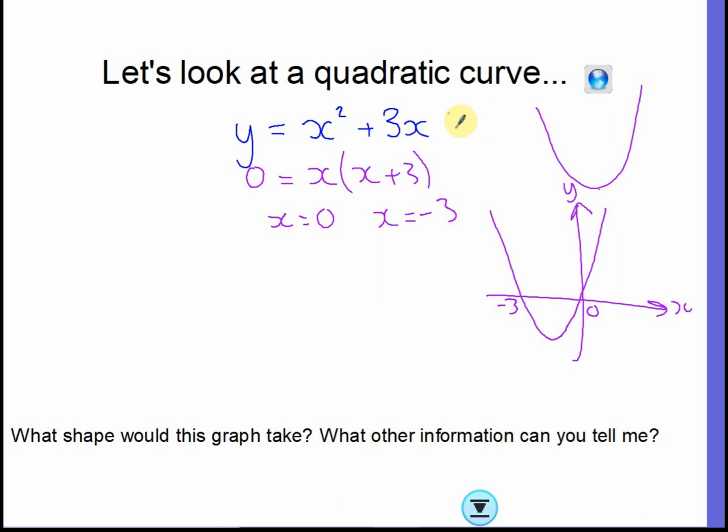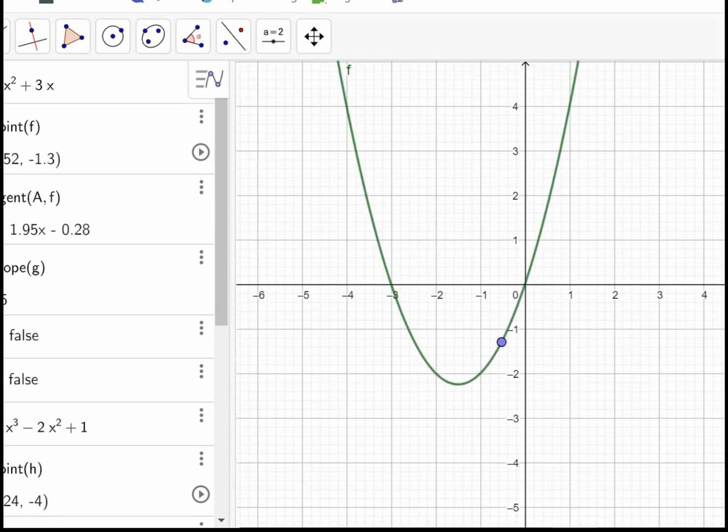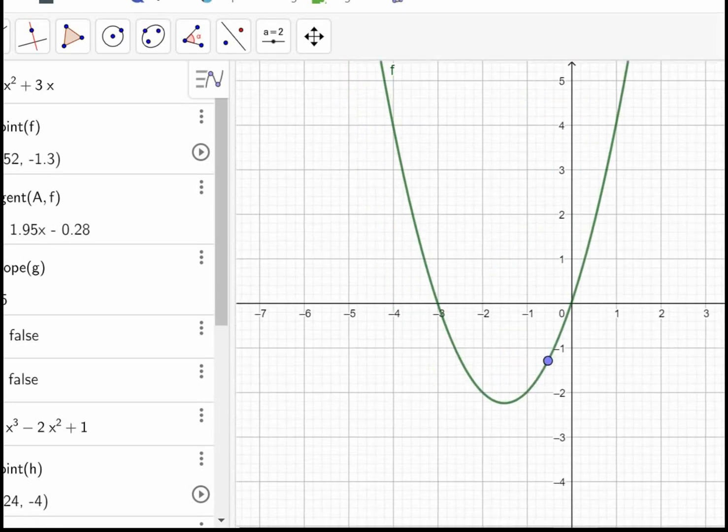The y-intercept, there isn't a plus anything or minus anything, so in theory it's plus 0, so that's why the y-intercept is 0. And you could tell me a bit more if you wanted to, but I'm pretty happy with that. So let's have a look. Right, so here is that quadratic.